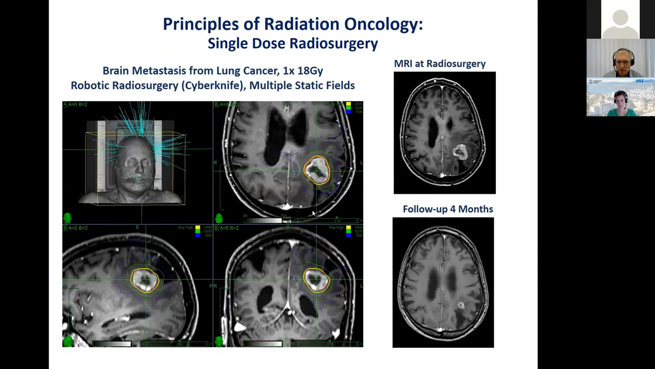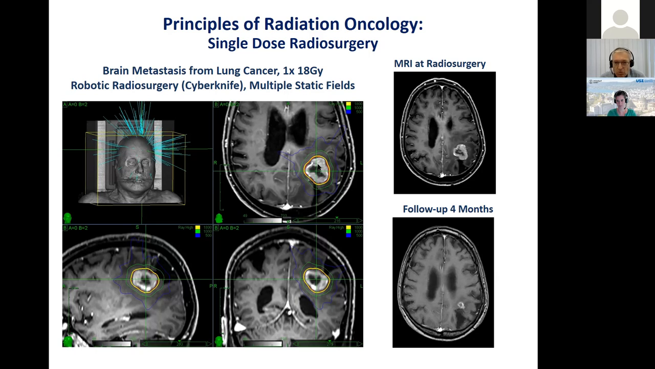And in opposite, what we do often in Cologne, and you will hear in my talk a lot of neuro-oncology, because this is what I know best. So here you see a typical case of a patient who is treated by a single fraction. And he has a brain metastasis, which stems from lung cancer.